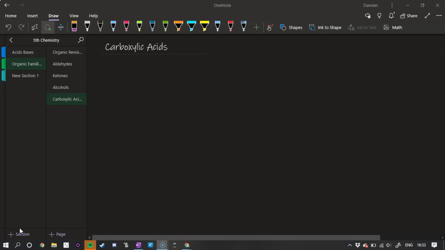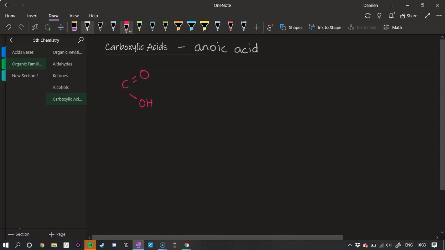So our next family, our second last family, is the carboxylic acids. Carboxylic acids end in anoic acid. And the functional group for carboxylic acids is C double bond O and then an OH group at the bottom. And again, this OH is an O bonded to an H. So this is what we're looking for.